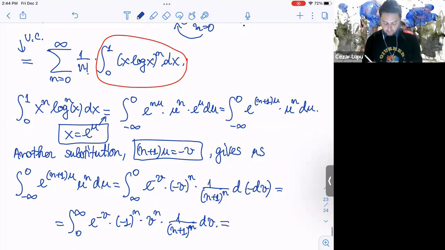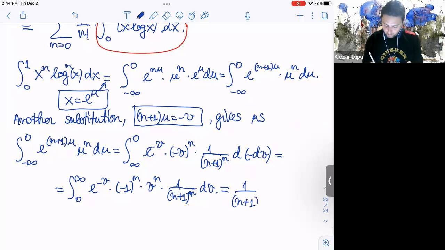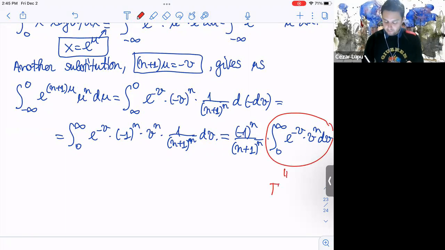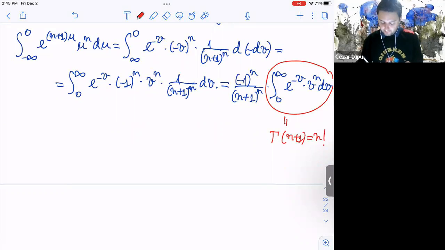Okay, so we have a factor here: 1 over (n plus 1) to the power n, times negative 1 to the power n, times this integral of e to the negative v times v to the n dv. If you look at this, you can now recognize Euler's gamma function, gamma of, sorry, gamma of n plus 1, which is n factorial.